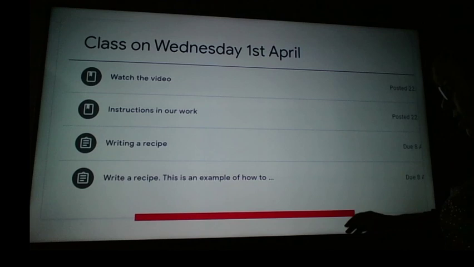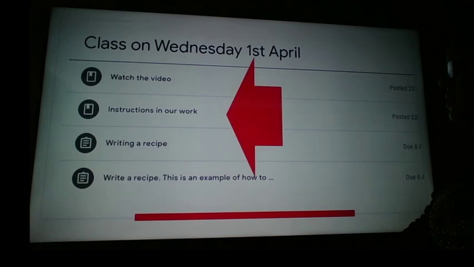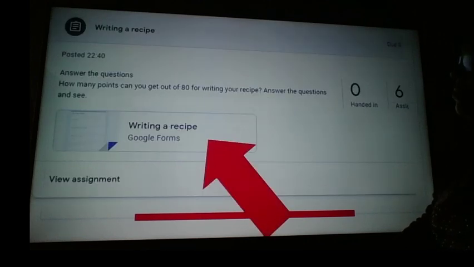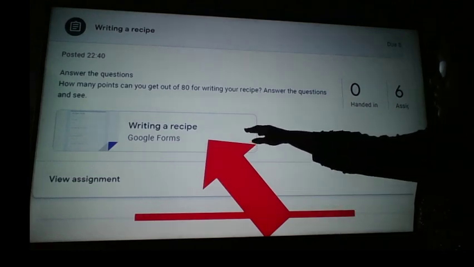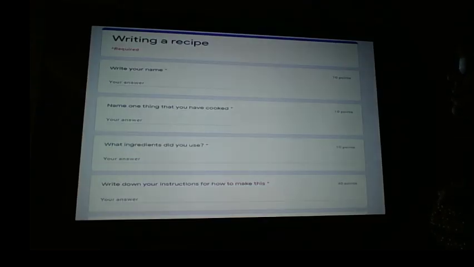So when you click on here, you should get some questions. And I would like to say well done to Awaz, who has already completed the writing a recipe form for the questions. It'd be really good if we see that recipe in full. So well done for doing that already. When you're looking at your, we call it an assignment, it just means work, yes? Then you can see the arrow is showing you when you click on writing a recipe, you should see this. And these are the questions that you're being asked to write.